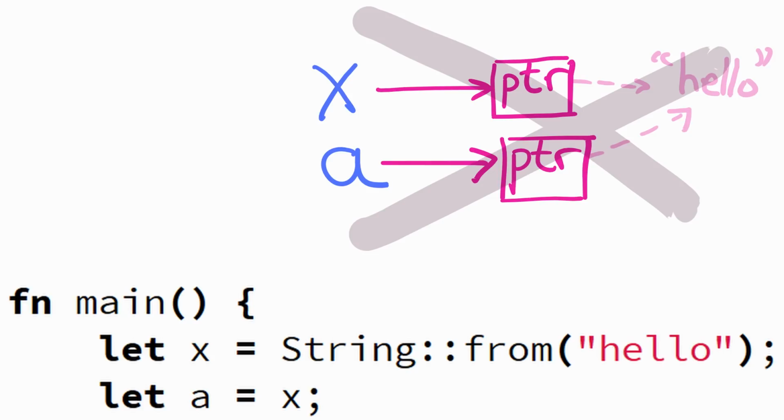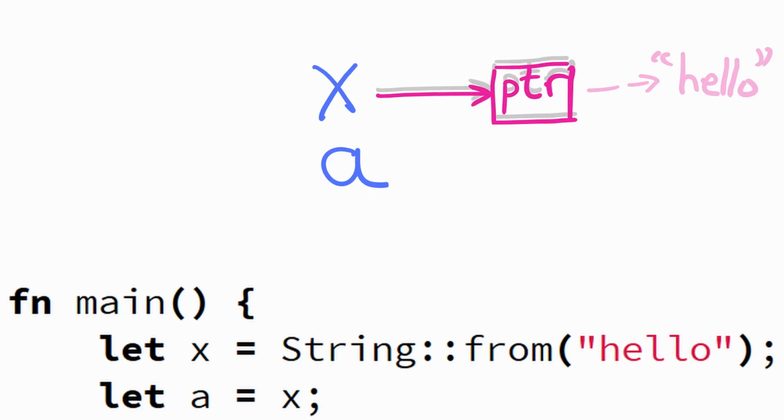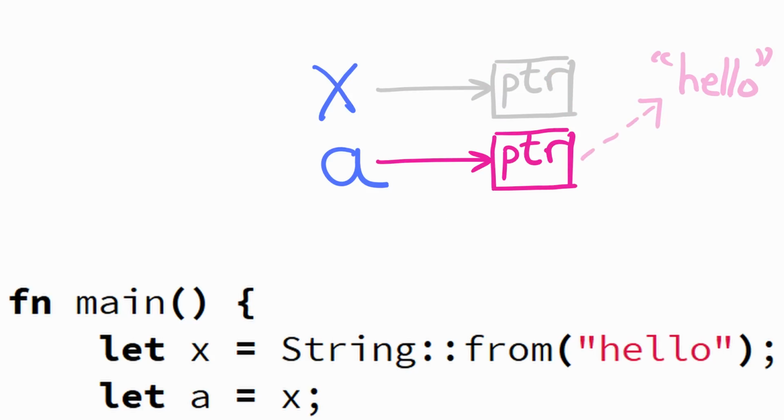We can't have 2 owners because if one changes the string, there is no way for the other to know. The pointers get out of sync, and when it's time to clean up the memory, 2 owners will try to clean up the value hello. This is a disaster. Rust knows this and uses a move instead of a copy.